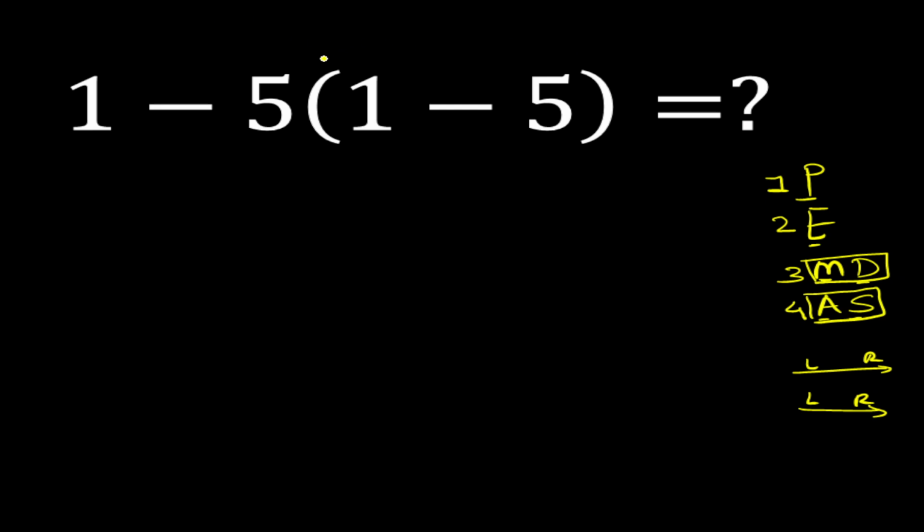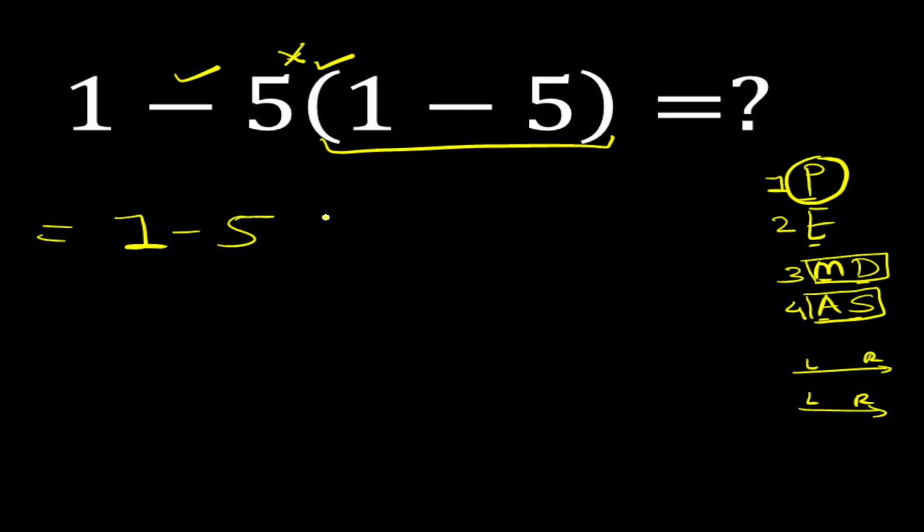So in this problem we have one parenthesis and one subtraction, right? And here we have one multiplication with parenthesis. So according to PEMDAS rule, first we have to solve parenthesis. So is equal to 1 minus 5. Now solve this parenthesis. 1 minus 5 is equal to minus 4. So multiply minus 4.